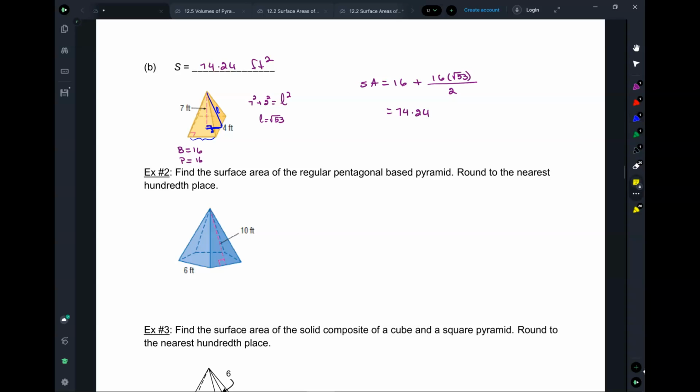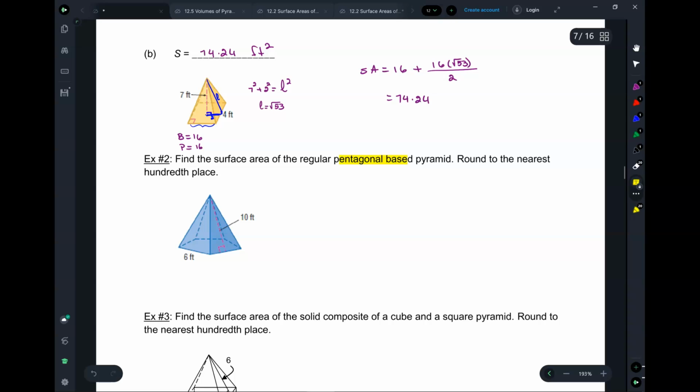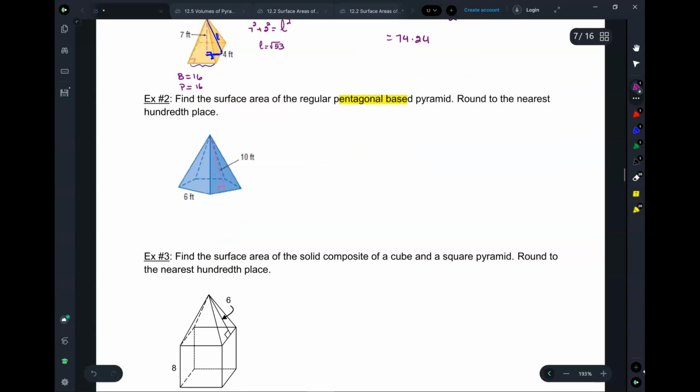Oh, this is a pentagonal-based pyramid, okay? That means the base is a pentagon. That means we have to do the whole apothem business to find the area of the base. It is never going to leave you again. It's here to stay till the end of the year. Yeah. So I hope you made friends with it because it's here to stay.